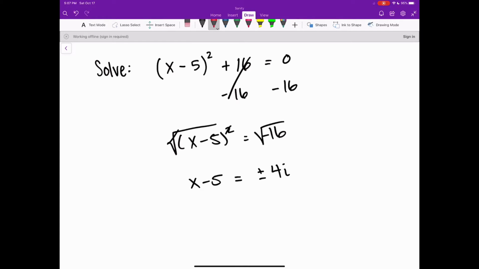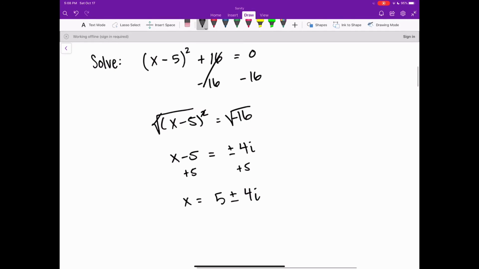And then we need to add 5 to both sides. So x is going to be equal to 5 plus or minus 4i, all right? Notice that this isn't a real number because we have that imaginary number there. It's not quite fully imaginary though, because again, we have a real part to it. So that is what is considered a complex number.